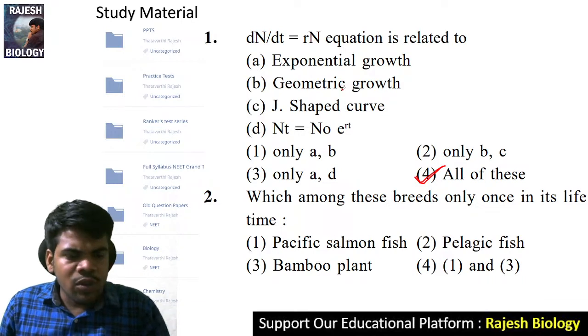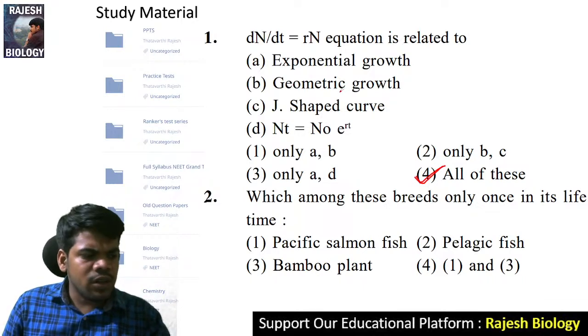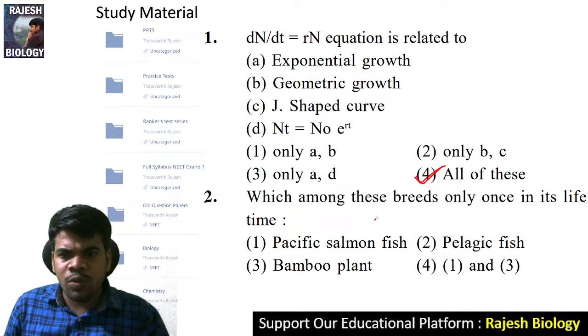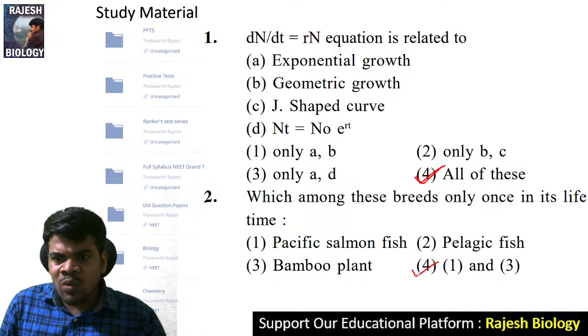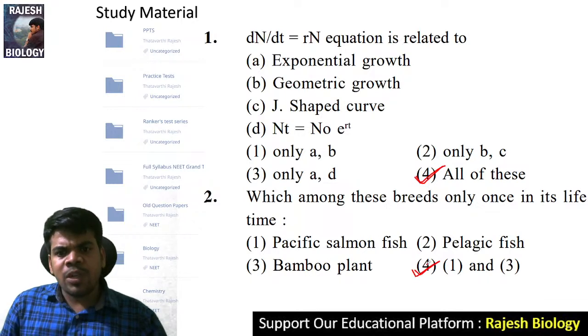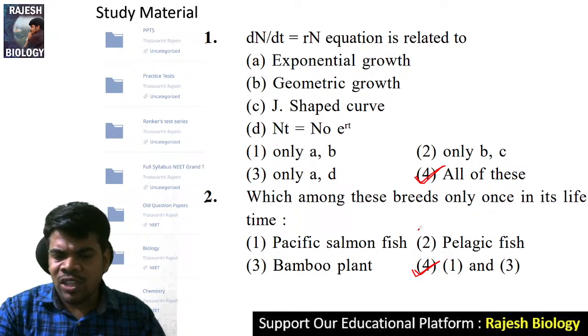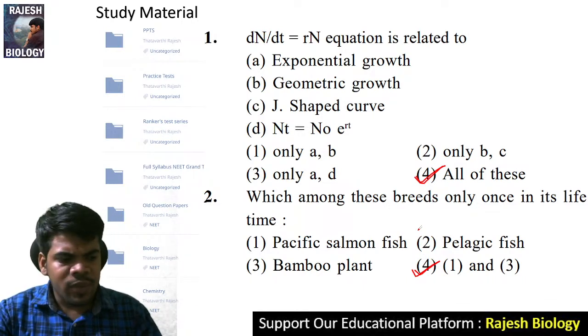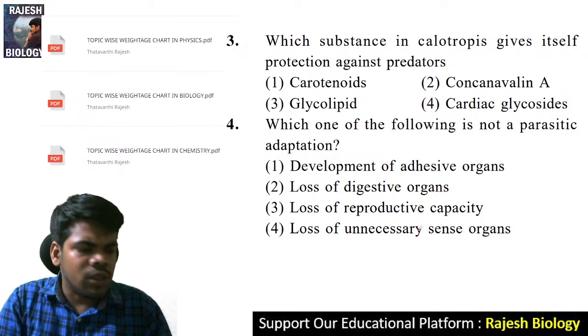Come to the second question. The right answer is both 1 and 3: Pacific salmon fish and bamboo plant. Which among these breeds only once in a lifetime? Pacific salmon fish breeds only one time, because after egg laying it is going to die. And the bamboo plant also. Come to the third.